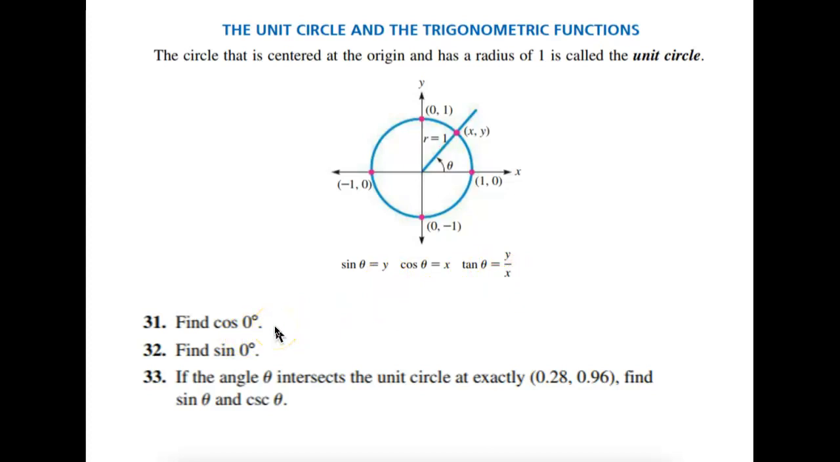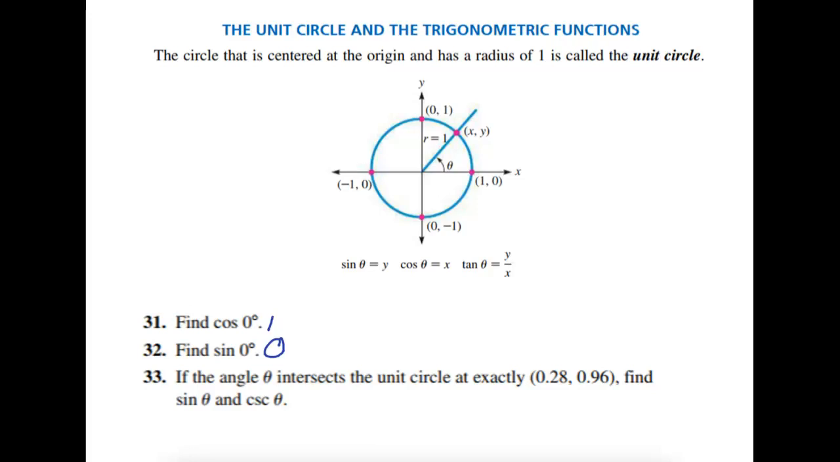So to figure out the cosine of this angle, let's see if I can get back up here on the drawing. So the cosine of 0 degrees is just the x value at 0 degrees. So the cosine there is just going to be 1. That's my answer. That's the x value of this ordered pair. And at 0 degrees, that's the y value of that ordered pair. So that's just going to be 0. That's pretty easy, wasn't it?